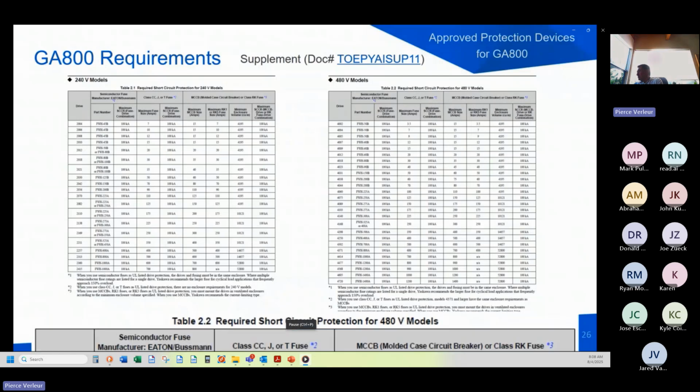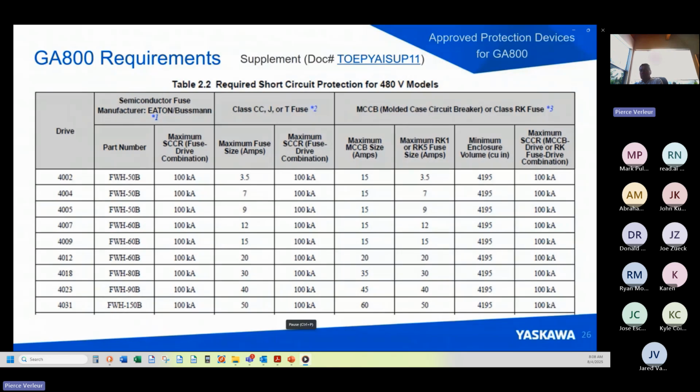Okay. And here's an example of the GA800. You can see that we show the use of semiconductor fuses. We show the use of what I would call conventional fuses, being class CC, J, and RT, and also the limitations associated with using a molded case circuit breaker or an RK fuse, which you can kind of think of as the same. In all cases, the maximum SCCR rating of the GA800 is 100,000 amps, no problem, but there are conditions of use.